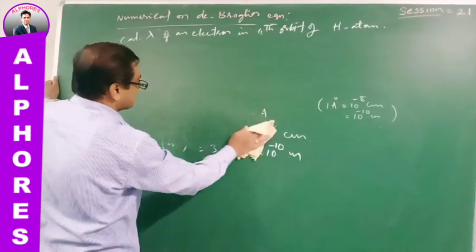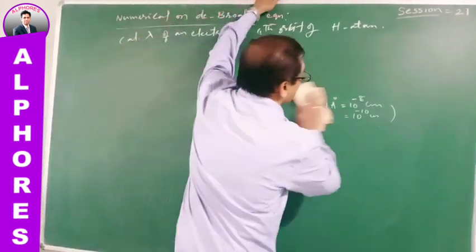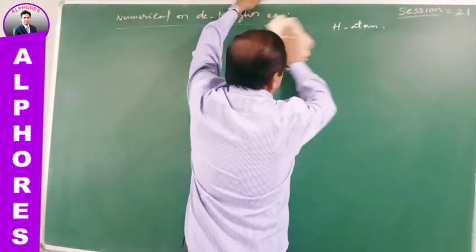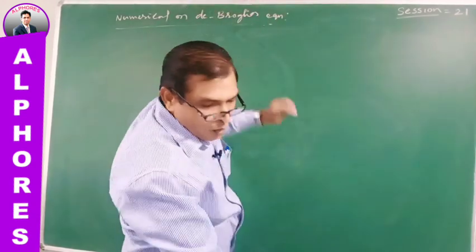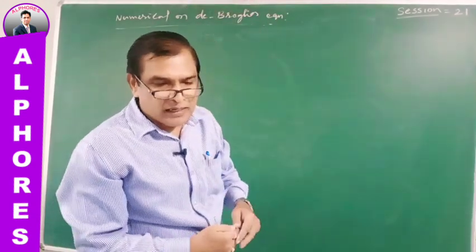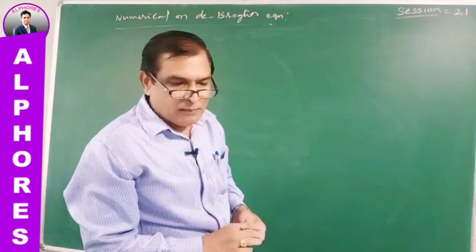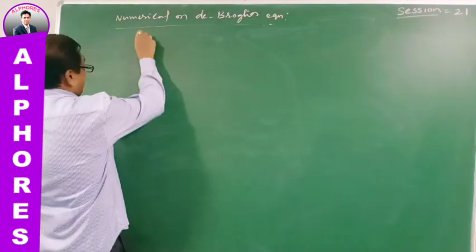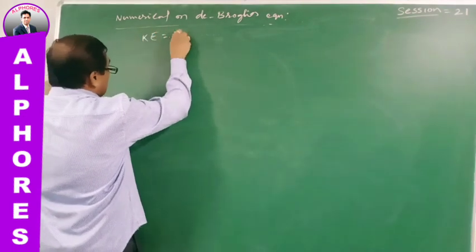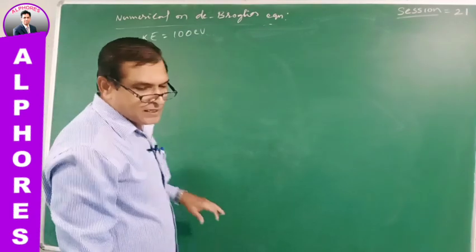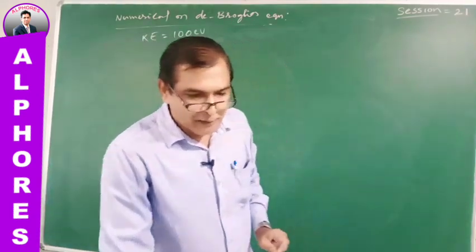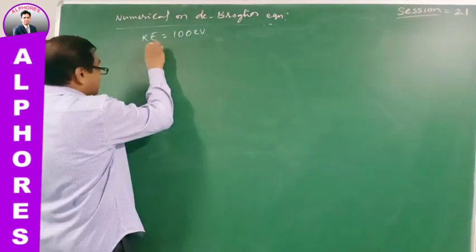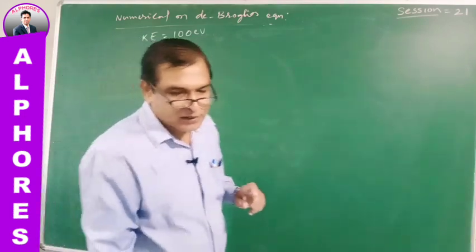Calculate the de Broglie wavelength in that problem. Once again, the problem is: an electron beam emerges from an accelerator with a kinetic energy equal to 100 electron volts. What is the de Broglie wavelength of the electron? Lambda we have to find out.